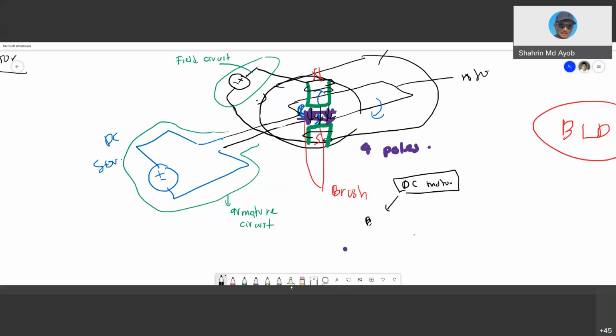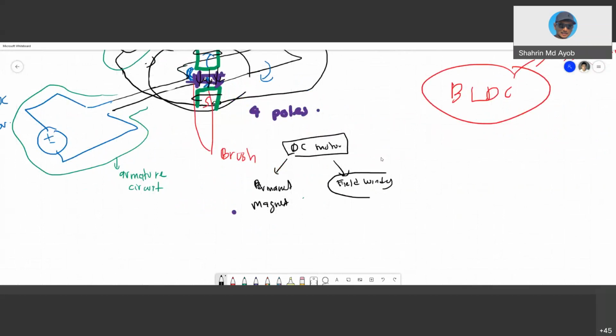we have the permanent magnet DC motor, and we have what I call the field winding DC motor. Okay, so under this field winding DC motor, we have the shunt DC motor, we have the series DC motor type, we have compound, and another one is the separately excited DC motor.